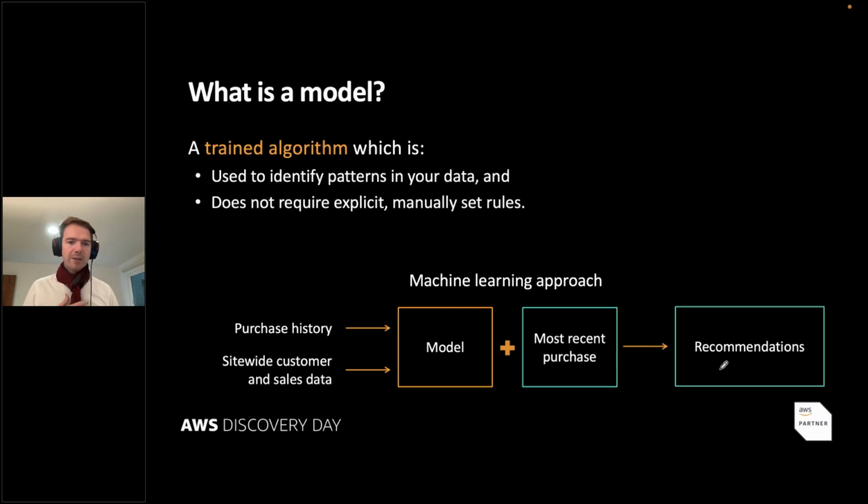So what we're trying to do in machine learning is to create this model. But what is actually this model? I know I use this term model without any further explanation, so let's actually do that. So a machine learning model is actually a trained algorithm. So it's a trained algorithm that we use to identify patterns in the data.